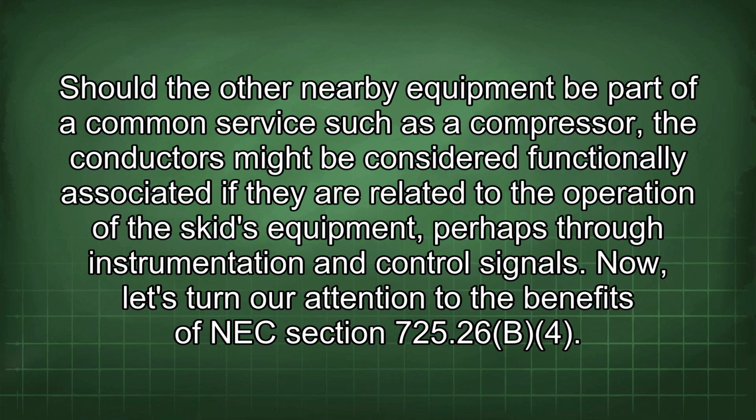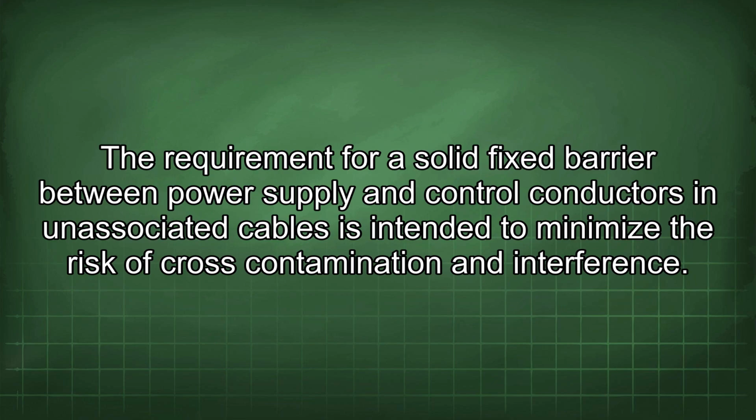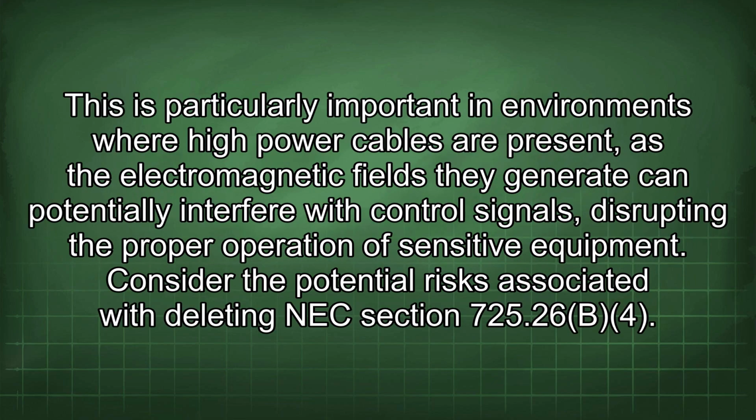Now let's turn our attention to the benefits of NEC section 725.26(B)(4). The requirement for a solid fixed barrier between power supply and control conductors in associated cables is intended to minimize the risk of cross-contamination and interference. This is particularly important in environments where high power cables are present, as the electromagnetic fields they generate can potentially interfere with control signals, disrupting the proper operation of sensitive equipment.